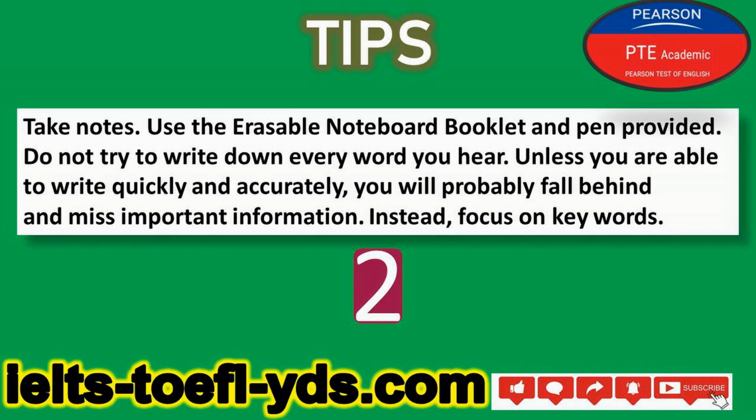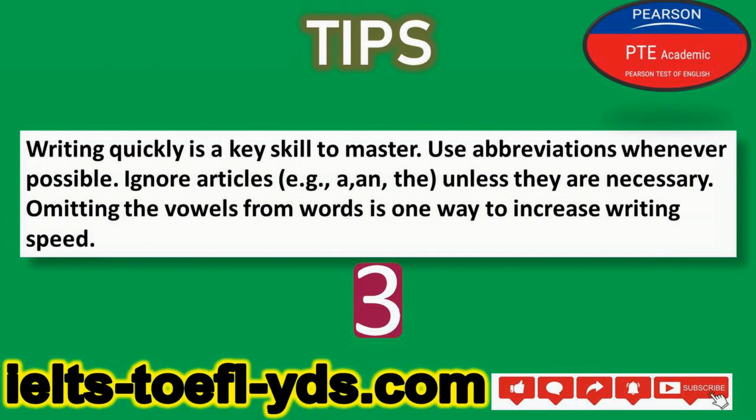Do not try to write down every word you hear. Unless you are able to write quickly and accurately, you will probably fall behind and miss important information. Instead, focus on key words. Writing quickly is a key skill to master. Use abbreviations whenever possible. Ignore articles, for example, a and the, unless they are necessary. Omitting the vowels from words is one way to increase writing speed.